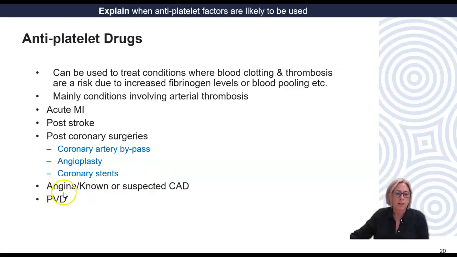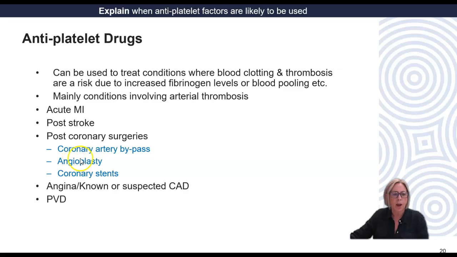And that ischemia then is going to cause angina, which is that chest pain that people feel when they have coronary artery disease, and they feel this when they're exercising. It can also be given if somebody has an acute myocardial infarction or a heart attack. Also given post-ischemic stroke to prevent more clots from forming, and post-coronary surgeries as well.